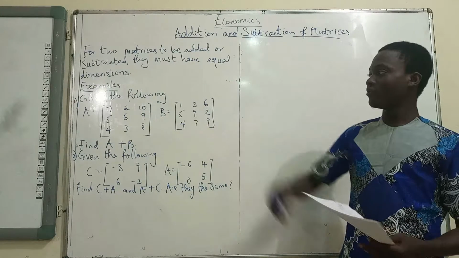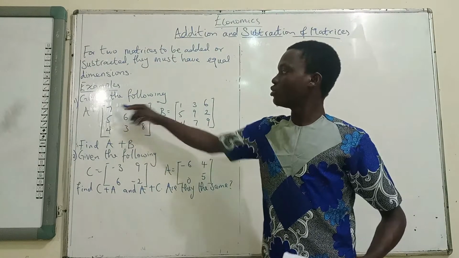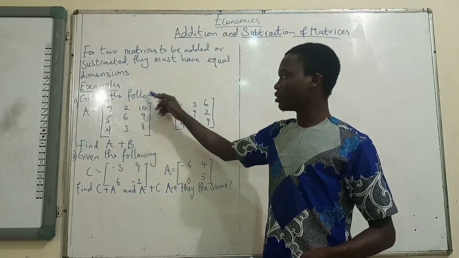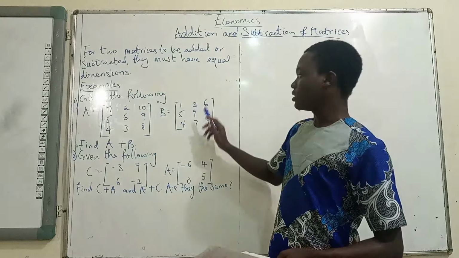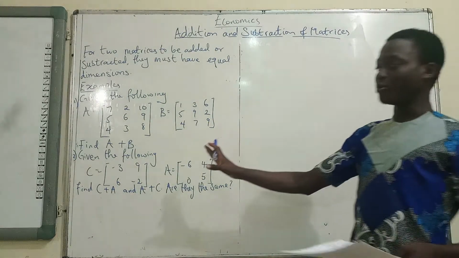Now we are given the following. What is the dimension of this matrix? 1 row, 2 rows, 3 rows. That's 3 rows. 1 column, 2 columns, 3 columns, that's 3 columns. So this is a 3 by 3. The same thing here, so this is also a 3 by 3 matrix. Given this, you have to find A plus B.